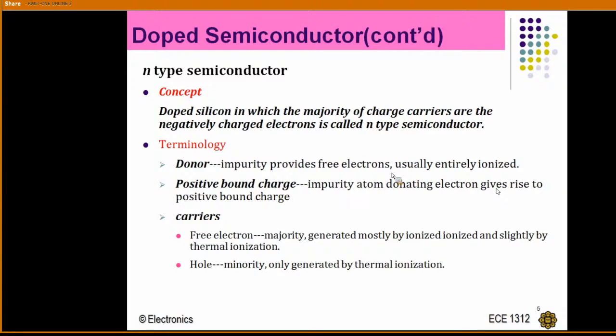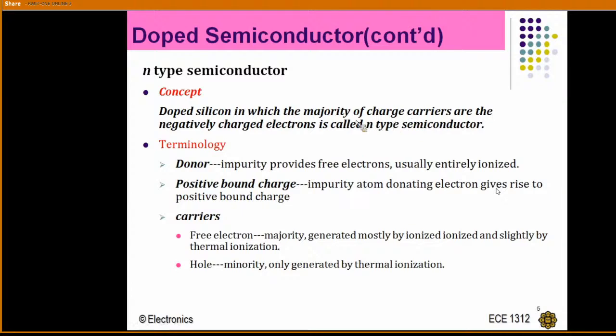Okay, now see these two slides. Focus on these two slides because I am coming to the terminology point of view. If this terminology is clear, then the PN junction diode is going to be very, very clear. Now, what is the terminology of N-type semiconductor? The basic concept is that doped silicon in which the majority of the charge carriers are negatively charged electrons is called the N-type semiconductor. Is it clear?